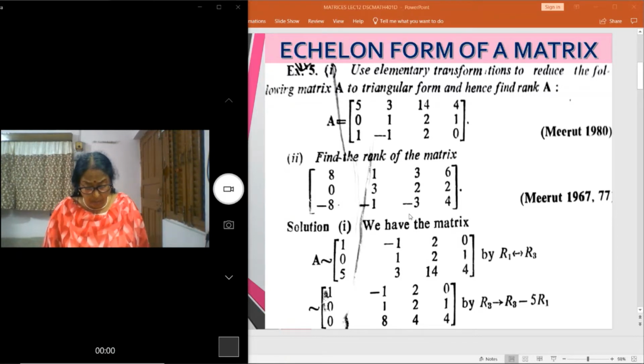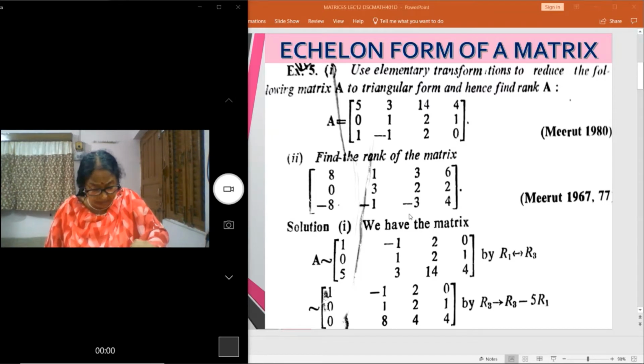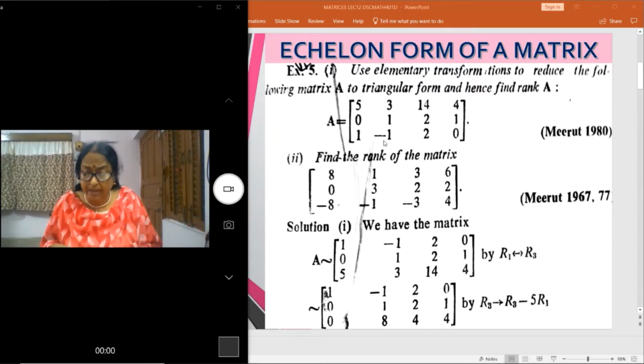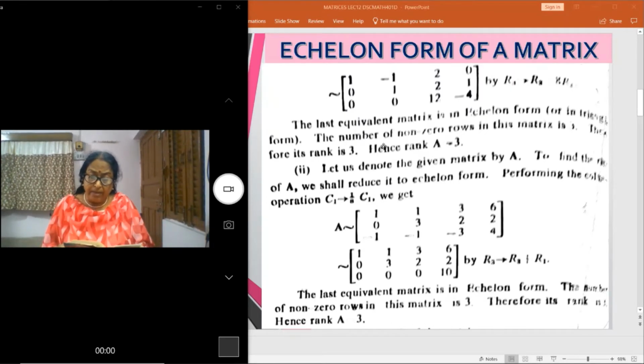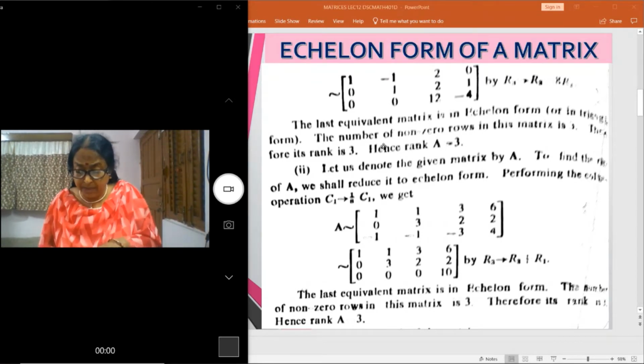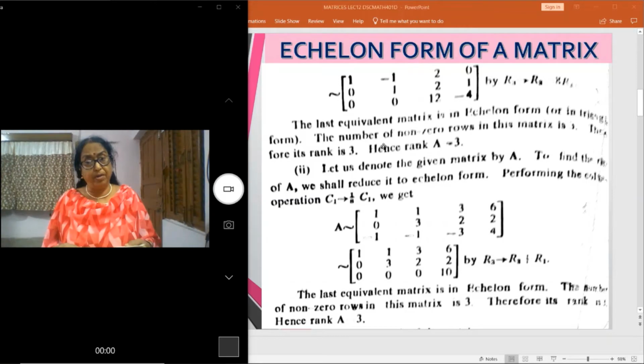So we want to make the first member of the third row, the 5, equal to 0. Multiplying the first row by 3 and then subtracting from the third row, we will get the form you can see. Similarly, we can make the second member equal to 0, which can be seen on your screen.